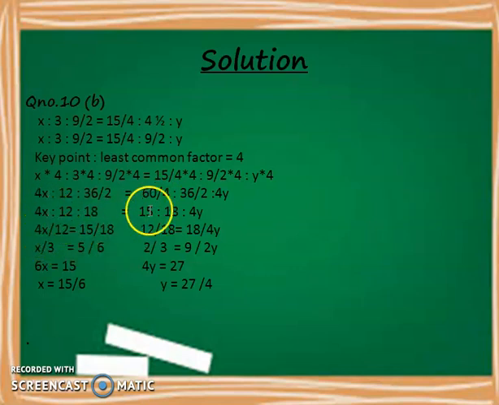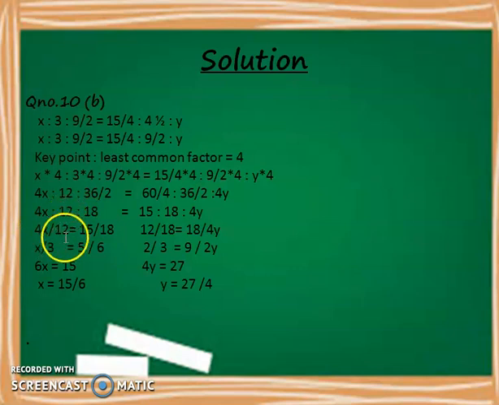Now here the first part is similar, but something here is different: 4x ratio can be converted into the sign of division. Okay, 4x divided by 12 is equal to... here the first two ratios have been compared. The first two ratios on both sides of the equal to have been compared.